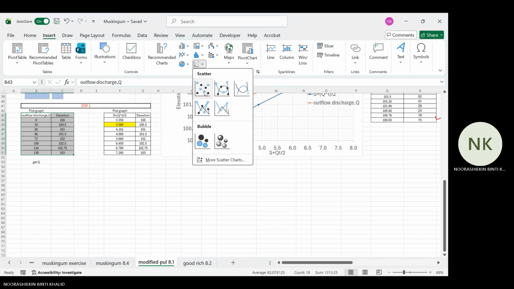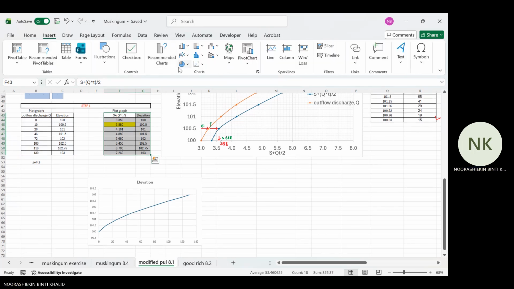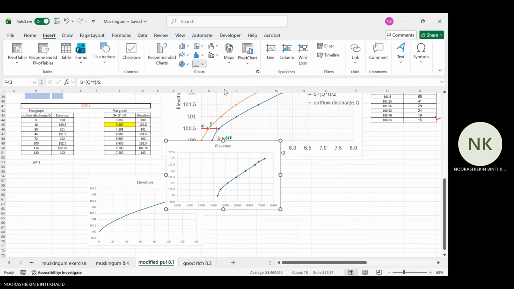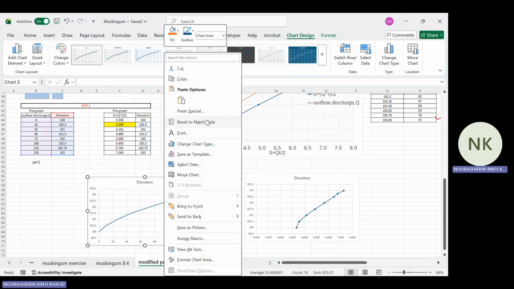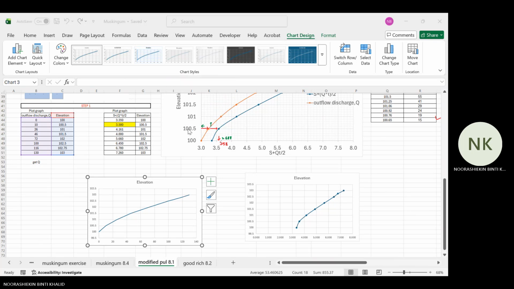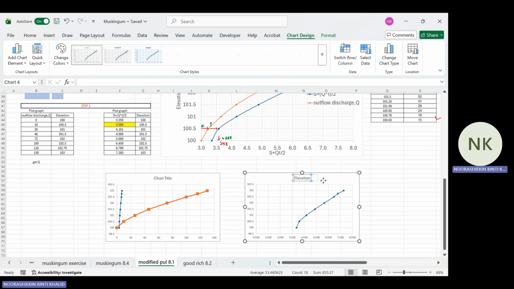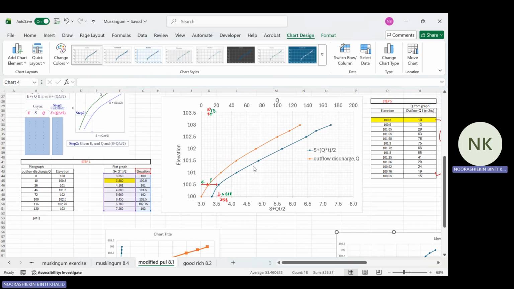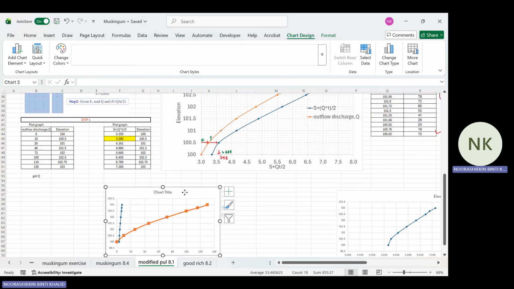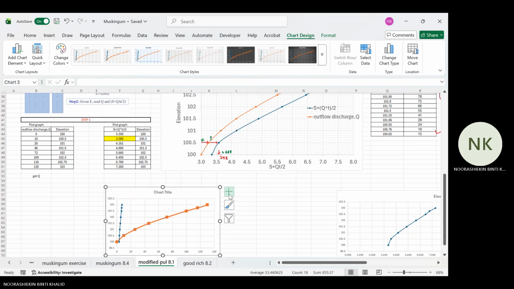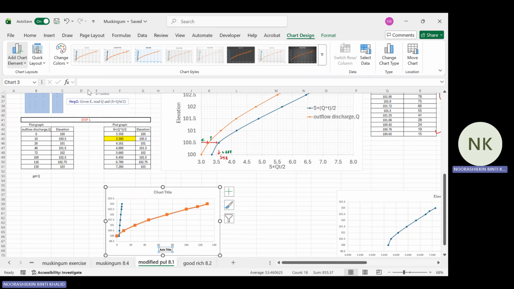And then I plot this graph. Then copy, and then click right, paste special. I got a graph like this. And then you have to change the axis, depending on this one. Click this one, add chart element, axis title, primary horizontal.